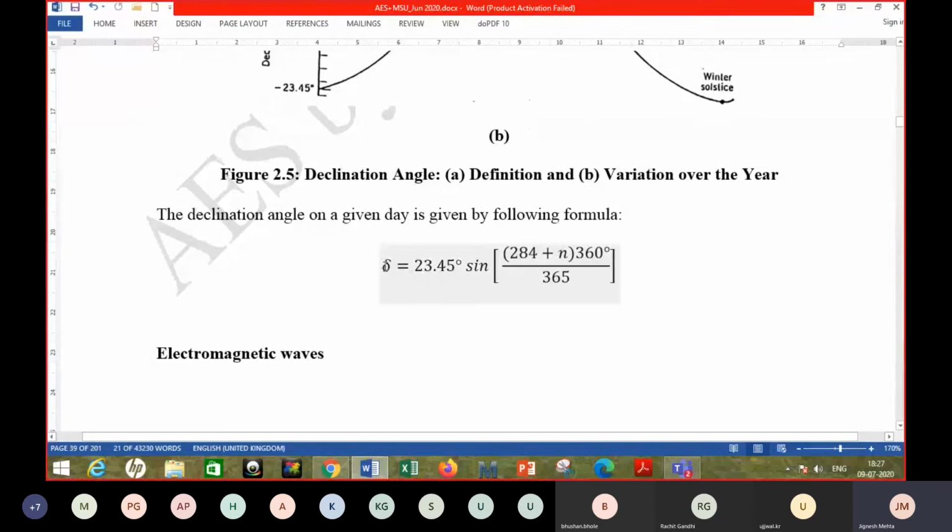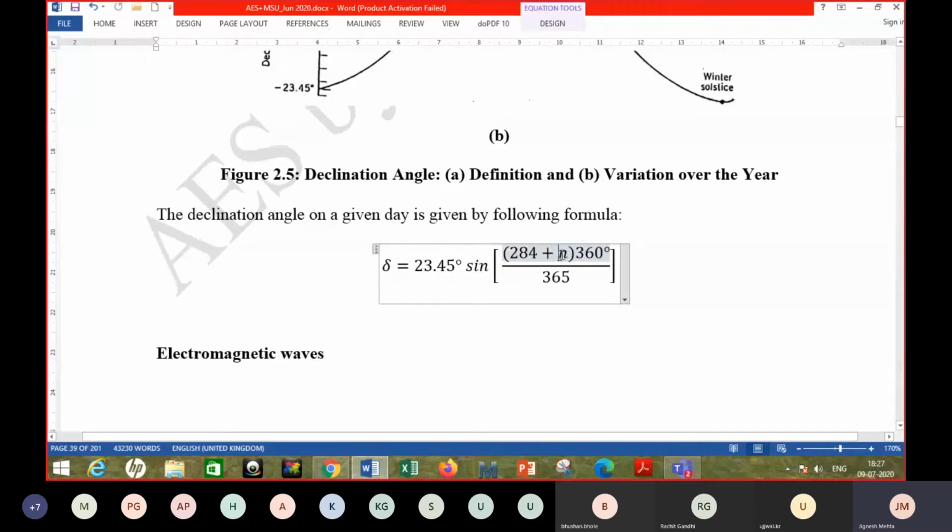So you can get that declination angle with this formula. This is 23.45 degrees, the maximum value possible, and this is sine of 284 plus n. n is the day number. If you are talking about January 1, it will be 1.